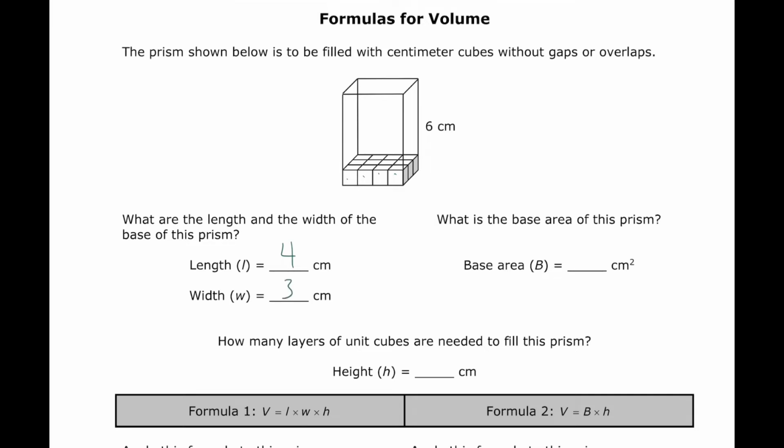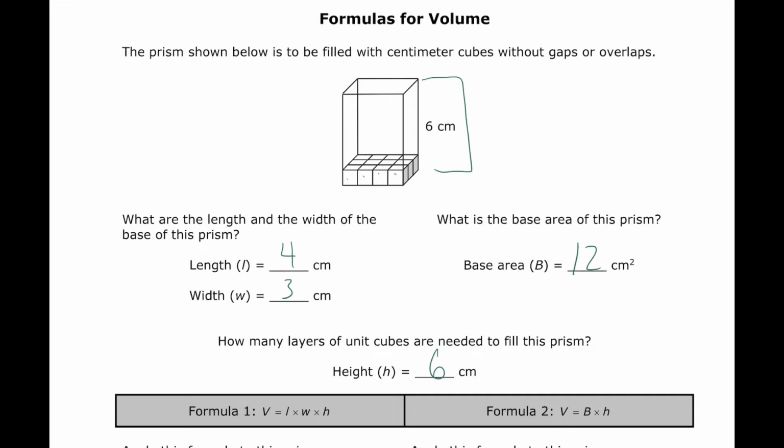And it says how many layers of unit cubes are needed. Well, these are centimeter cubes. I need to go 6 centimeters high, so I'll need 6 layers. Looking over at the right side, it talks about the base area, right? So base area, that is capital B. And so my base area is going to be, well, how many cubes does it take to make that base layer, that bottom layer? So I look here, I count them up, it's 12 cubes. So my base area is 12 centimeters squared.